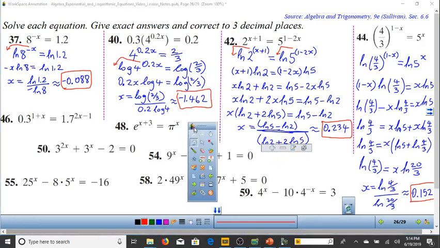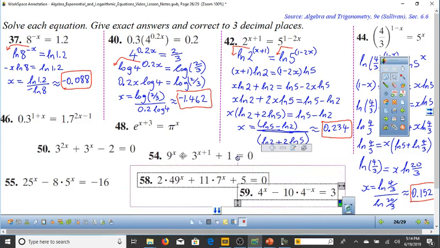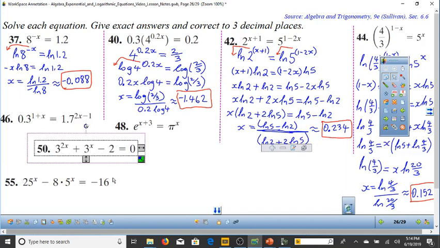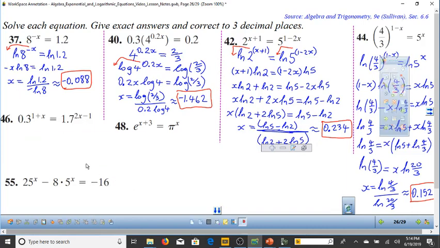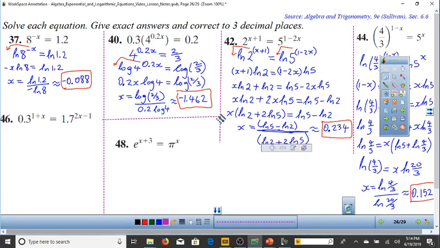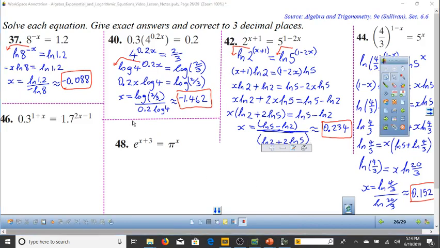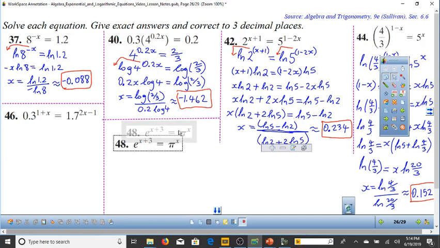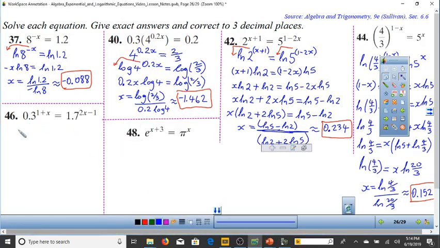Let's continue doing a few more examples here. Let's try this one here and this one, and then see what we can do from there. So we have a few decimals here, nothing to worry about. We take the natural log of both sides again. Ln of 0.3 to the 1 plus x equals ln of 1.7 to the 2x minus 1. So the exponents become coefficients.